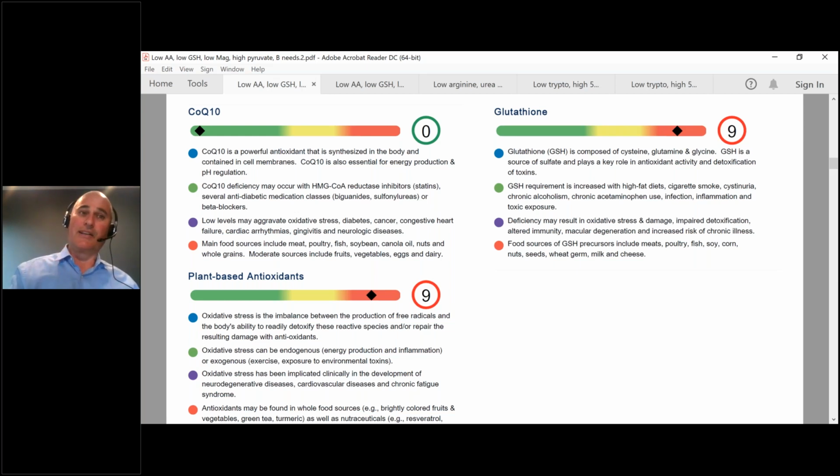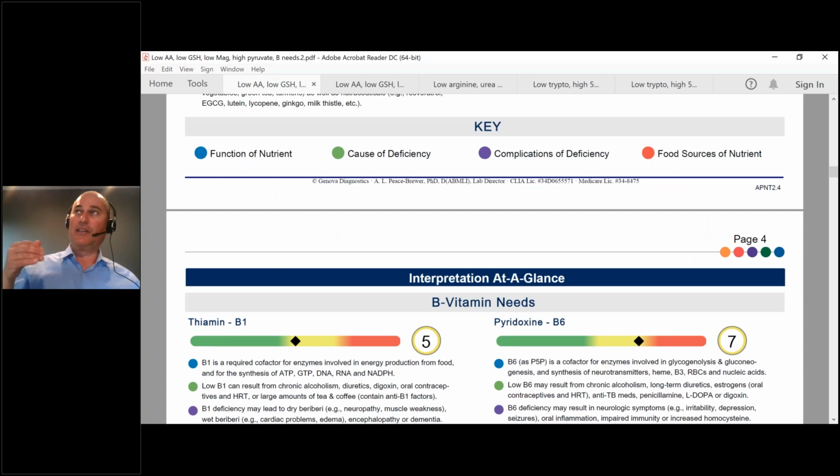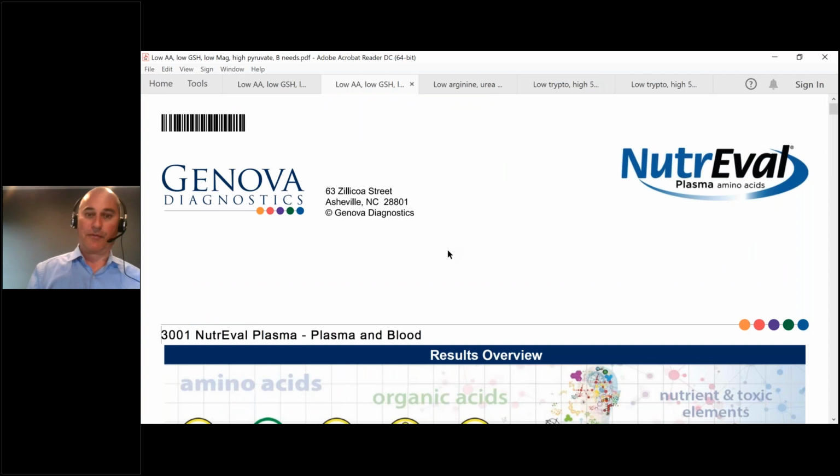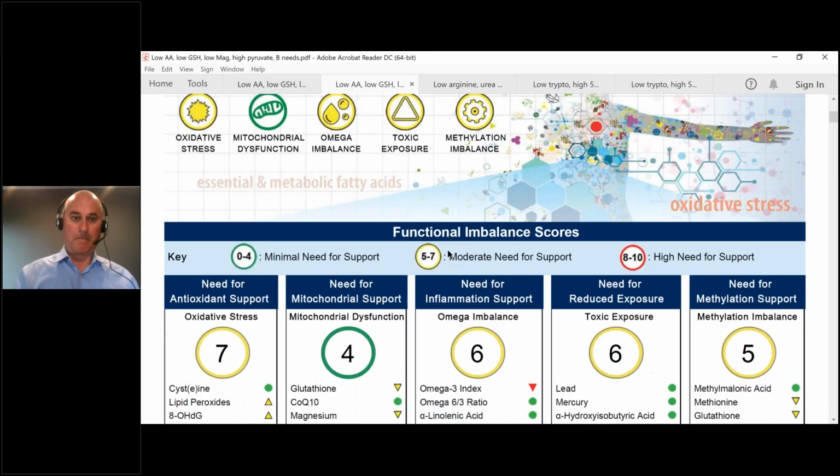So you can look at this in a couple of different ways. You can look at the individual markers. You can look at the sort of summary markers. There's a whole bunch of different ways that you can try to manipulate this. Okay, so let's look at one or two more labs, and then we'll open it up for questions.